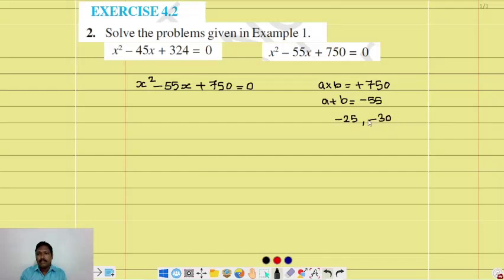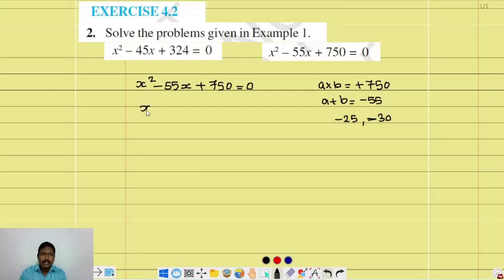You can check these two numbers, the product of these two numbers. 25 into 30 will be 750 and minus 25 and minus 30 when we add we will get minus 55. So we can directly split here, using the identity I'm splitting.